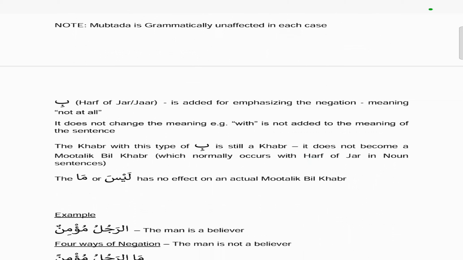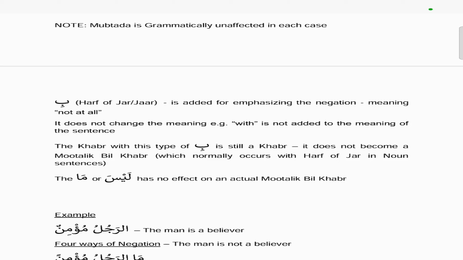Note the mubtada is grammatically unaffected in each case, and this is what I mentioned before. The bi is just added for emphasizing the negation. So instead of saying no, it becomes not at all. So you're emphasizing. It does not change the meaning. So for example, with is not added to the meaning of the sentence, because harf of jar bi usually means with, but you don't add the word with in the translation. The harf of jar in this negating case is just for increasing and emphasizing the negation. You don't add with. It doesn't give you the meaning with.